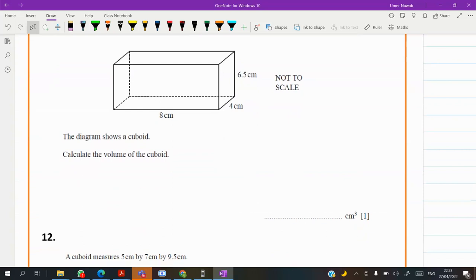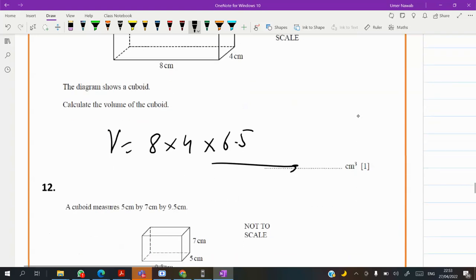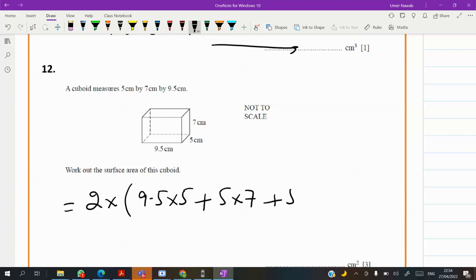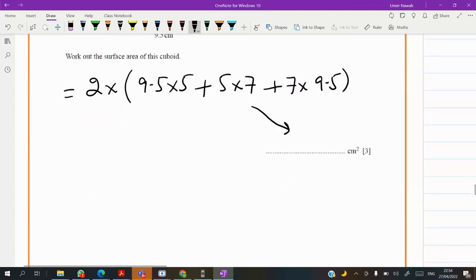Now we have to find the volume of a cuboid. Easy. So 8 times 4 times 6.5. Then we want to find the total surface area: 2 times 9.5 times 5 plus 5 times 7 plus 7 times 9.5, and then you write your answer.